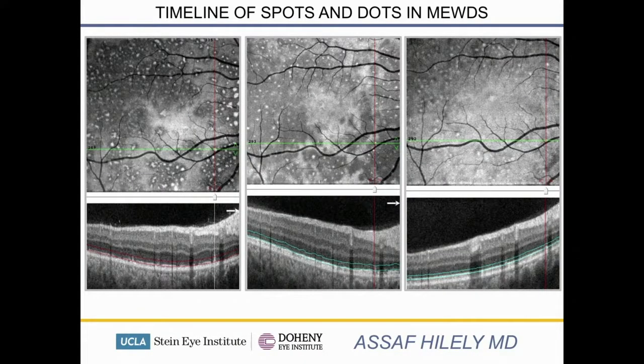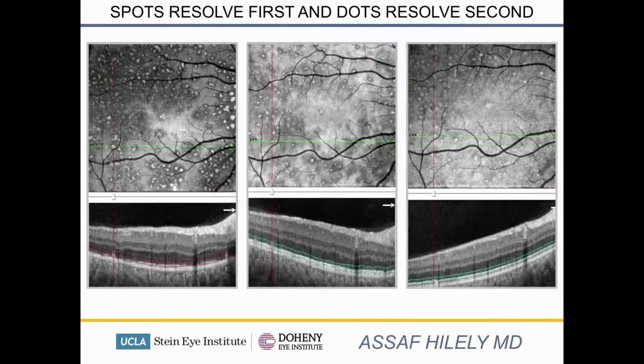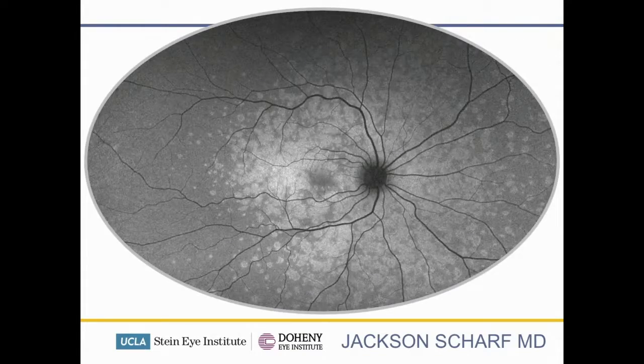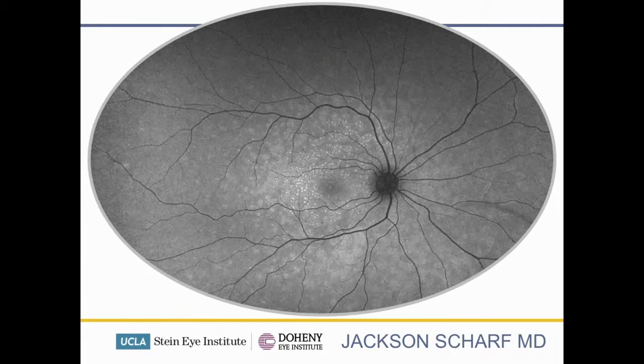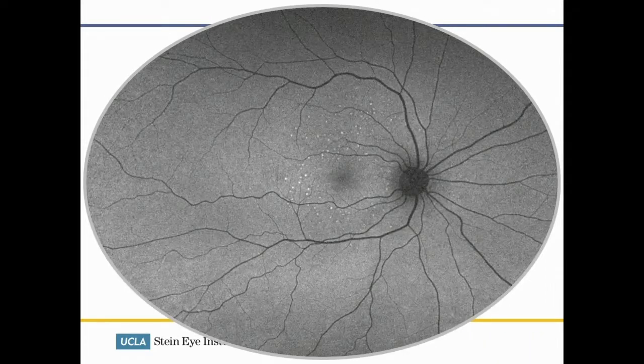But if you use en-face OCT, you can see that the spots, which co-localize with ellipsoid loss, resolve first, leaving the dots, which resolve later. You can also appreciate that on fundus autofluorescence imaging. These larger confluent spots are readily visible, but as time goes by, the spots resolve and leave just the dots behind.